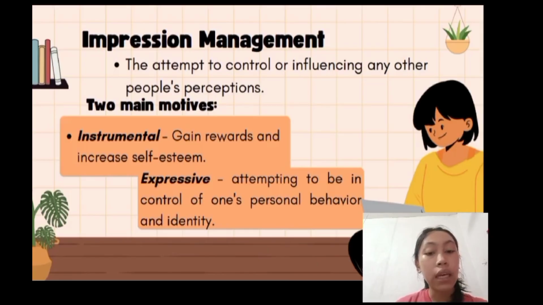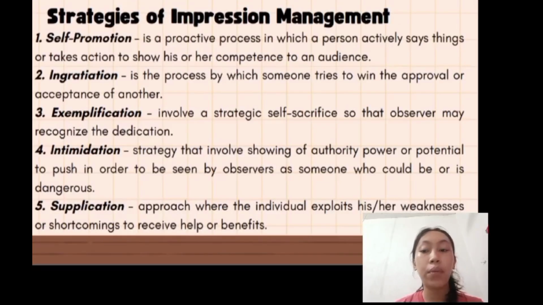So for example, when people act in a way that makes others like them, it's like trying to get something good by showing a positive image. Expressive motives is about attempting to be in control in one's personal behavior and identity. They want to be seen different from what others expected, maybe to show their true identity or personality. Then, our 5 strategies in impression management.